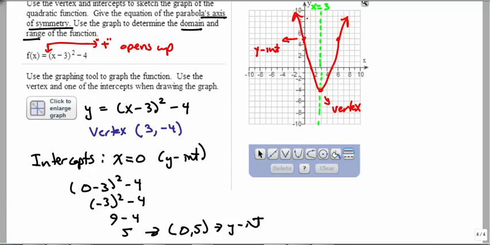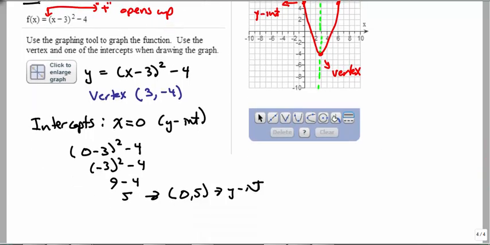It'll look better when we sketch it in MyMathLab. It won't have that little wobble that I have over here. And that kind of gives me an idea of how wide it is. Now the only thing we don't have here are where it's crossing the x-axis. So let's go ahead and look at intercepts again.